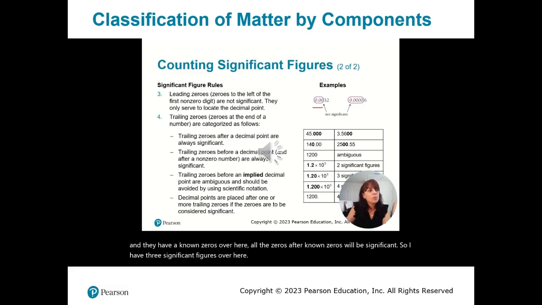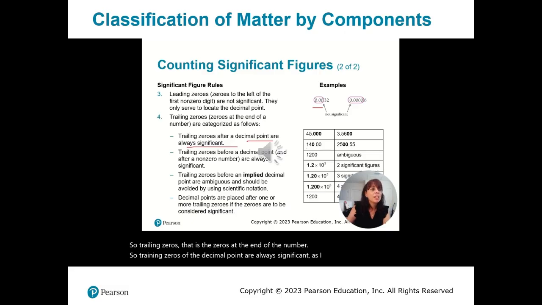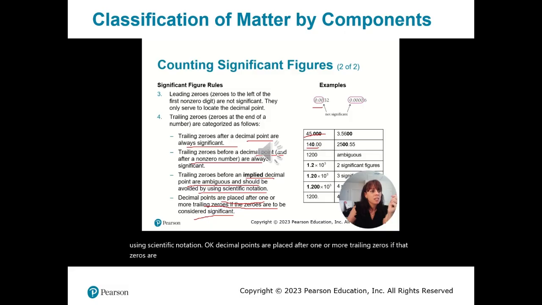So trailing zeros, that is the zeros at the end of the number. So trailing zeros after the decimal point are always significant, as I said before. Like over here, right? However, trailing zeros before a decimal point and after a non-zero number are always significant. Okay? Trailing zeros before an implied decimal point are ambiguous and should be avoided by using scientific notation. Okay? Decimal points are placed after one or more trailing zeros if the zeros are to be considered significant.